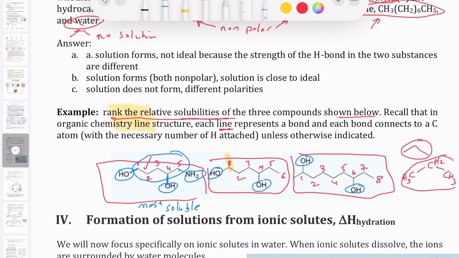And then when you look at the other 2, they both have the same number of polar groups, right? They both have 2 polar groups. But the last one has a longer chain of carbon. So that one is going to be more nonpolar, so it's the least soluble. And then the middle one is in between the solubility of the 2 other ones.